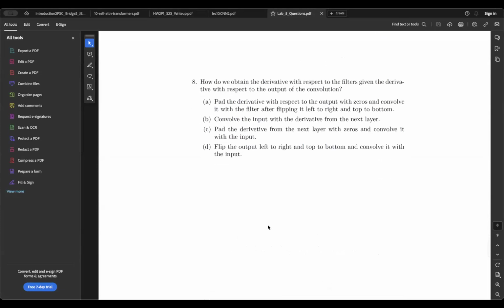This is the last question. It says, how do we obtain the derivative with respect to the filters given the derivative with respect to the output of the convolution? In the previous question, we were looking at the derivative with respect to the input. Now we want to obtain the derivative with respect to the filters used for this convolution. So here, A says pad the derivative with respect to the output with zeros and convolve it with a filter after flipping it left to right and top to bottom. Then B says convolve the input with the derivative from the next layer. Then C says pad the derivative from the next layer with zeros and convolve it with the input. Then D says flip the output left to right, top to bottom, and convolve it with the input.